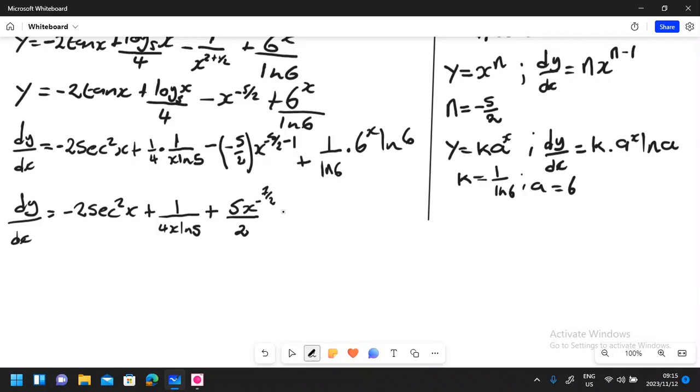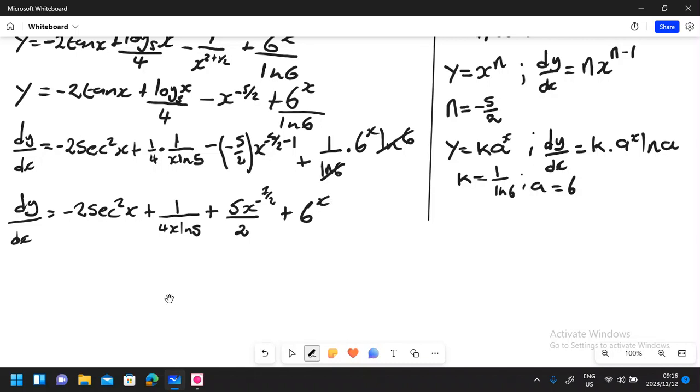And then let's look at the last term here. Look, we have natural log 6 and natural log 6. So this natural log 6 and that natural log 6 are going to divide each other. You're going to be left with 1 multiplied by 6 to the power of x. So this is going to be 6 to the power of x.